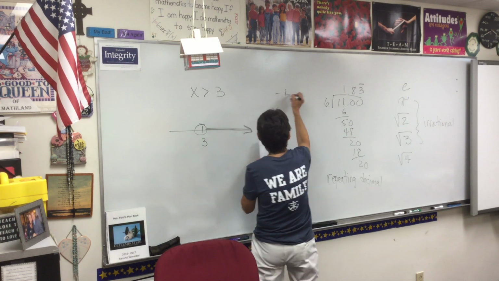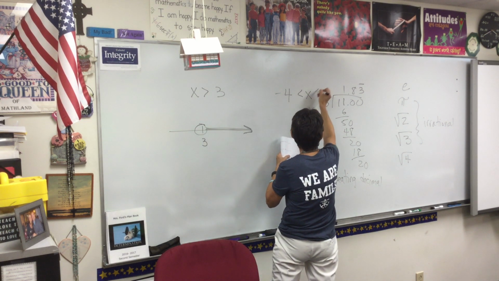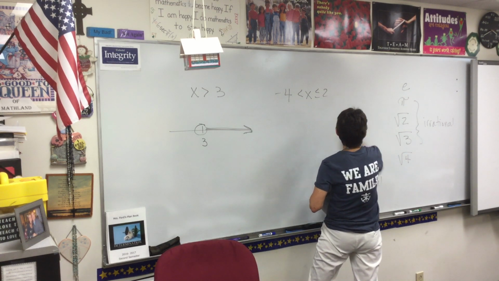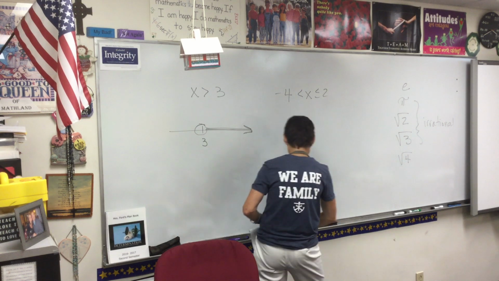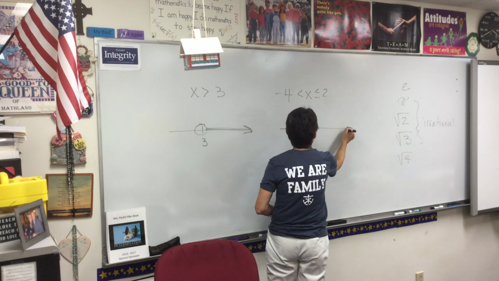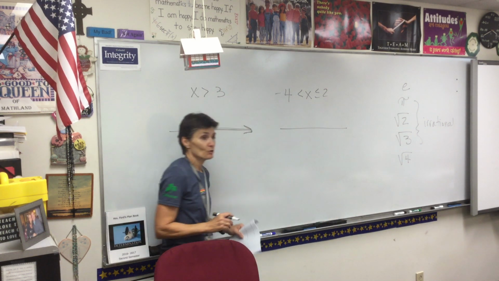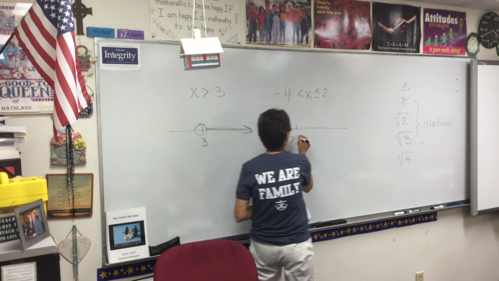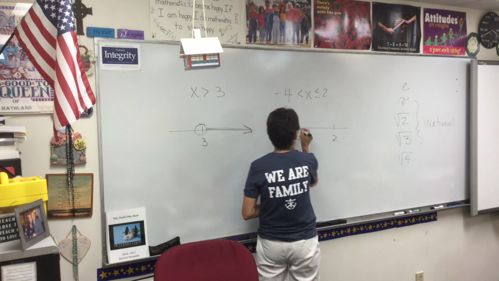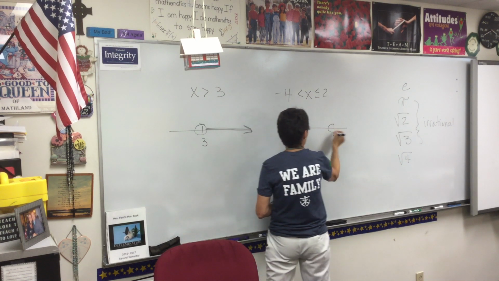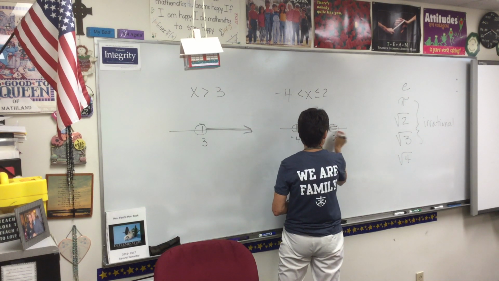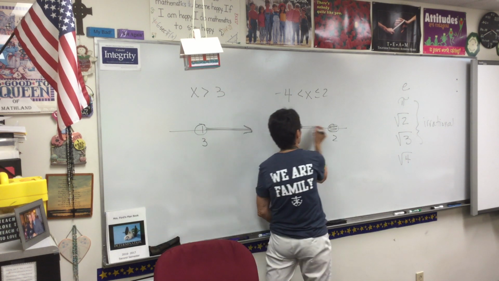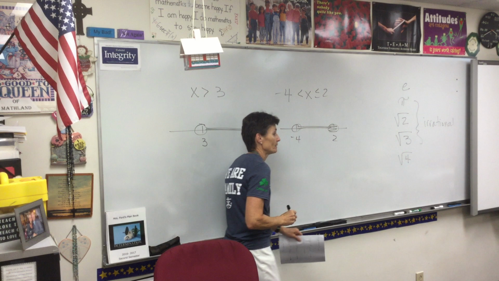All right, how about this? This is called a compound inequality because there's 2 of them. There's 2 inequalities there. What do you think about that? Could you graph that, Jacob? Put -4 and 2, and -4 has an open circle, and then 2 has a closed circle. Everybody good with that? And then where's the shading? In between.